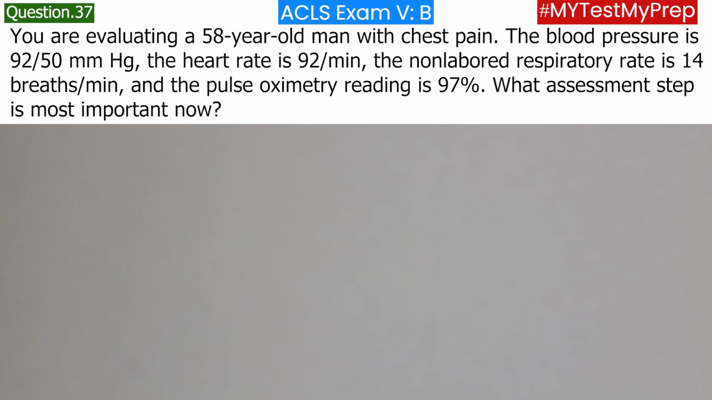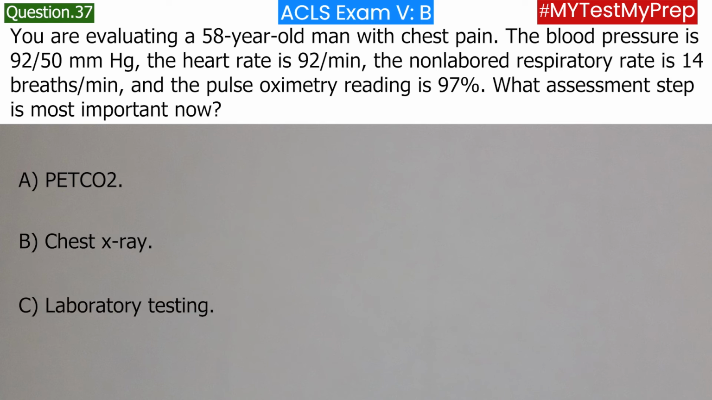You are evaluating a 58-year-old man with chest pain. The blood pressure is 92 over 50 millimeters of mercury, the heart rate is 92 per minute, the non-labored respiratory rate is 14 breaths per minute, and the pulse oximetry reading is 97%. What assessment step is most important now? A. PETCO2. B. Chest X-ray. C. Laboratory testing. D. Obtaining a 12-lead ECG. Answer.